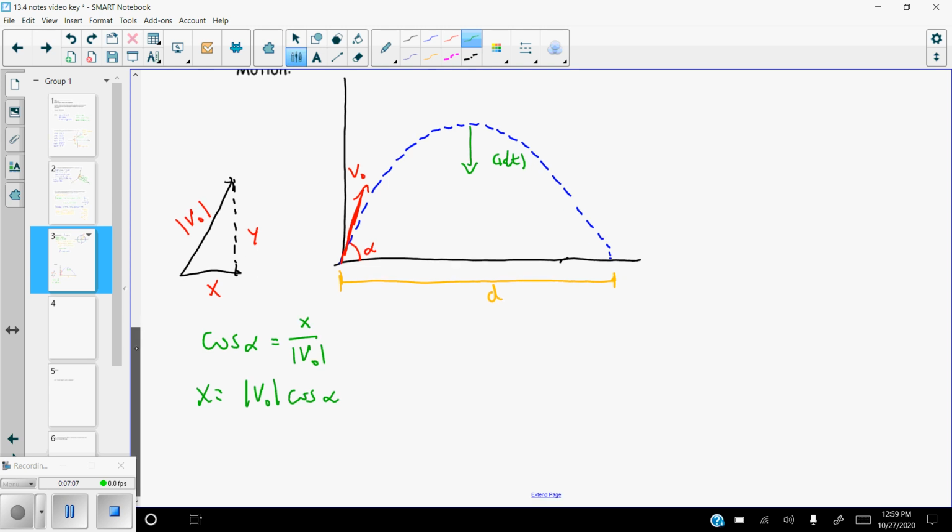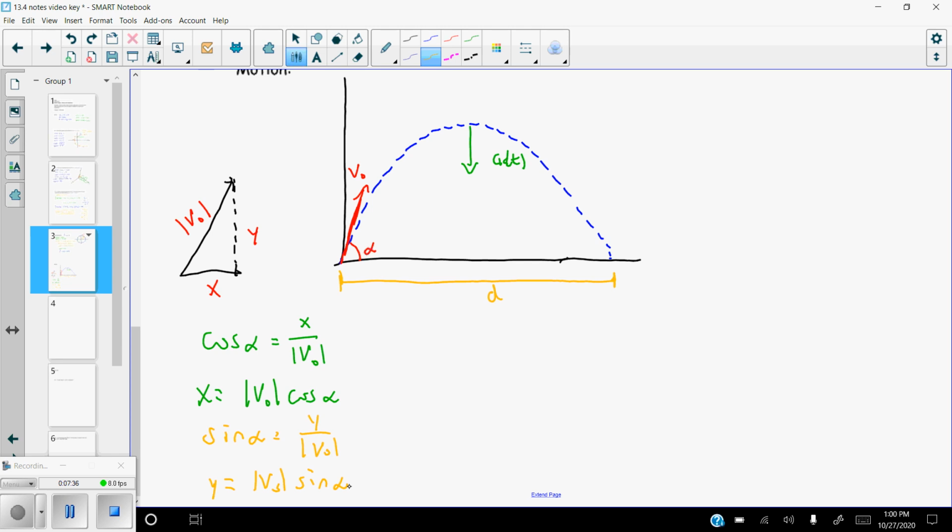Sine is going to be exactly the same idea. Let's use orange for that. So sine of alpha is going to be the opposite, which is y, over the initial velocity, or y is going to equal the magnitude of initial velocity times sine of alpha. Okay, we're going to need those pieces of information for what we're getting ready to develop.